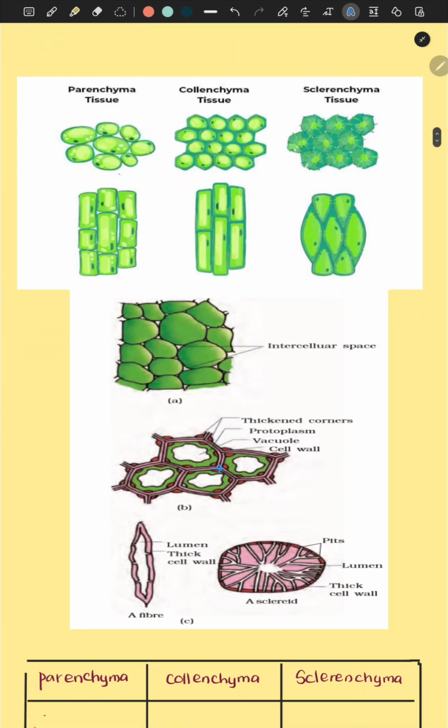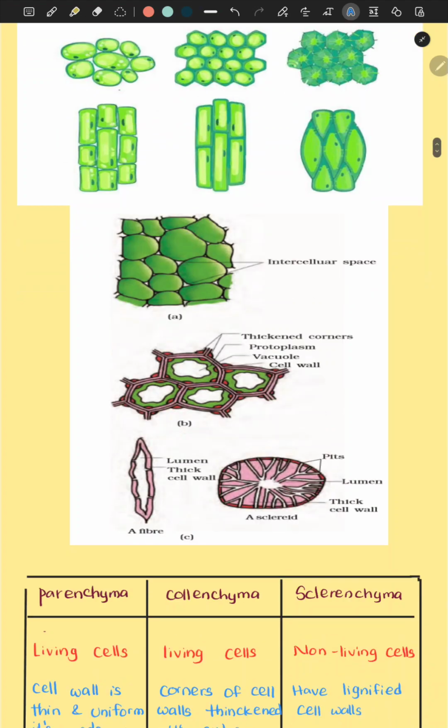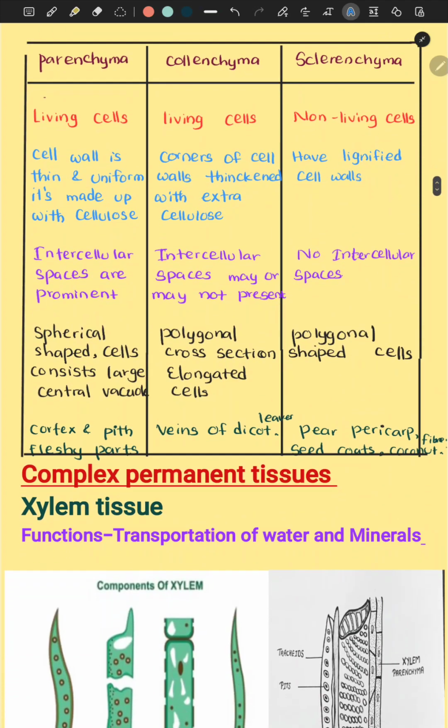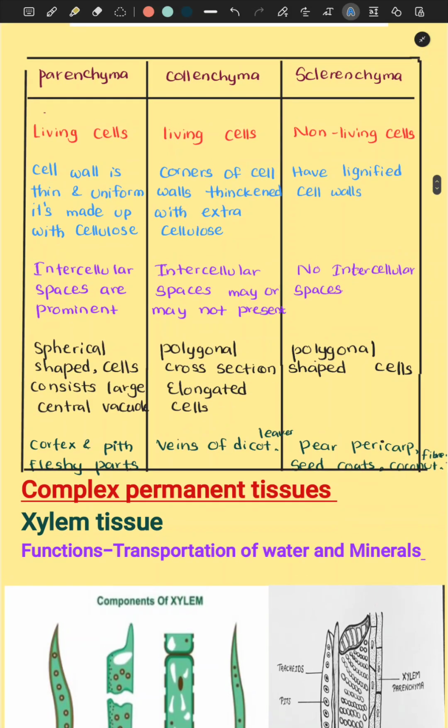In the second figure you can see a detailed diagram of each tissue. The first one is the parenchyma tissue. The second one is the collenchyma tissue. It can be identified by the thickened corners. And in the third diagram, as you can see, the fibers and sclerites are the sclerenchyma tissue. We can compare these three types of tissue.